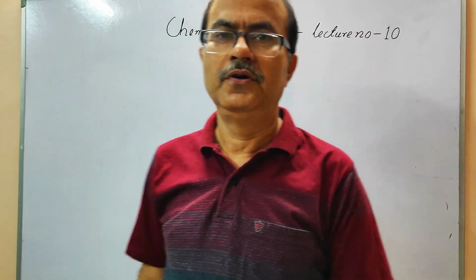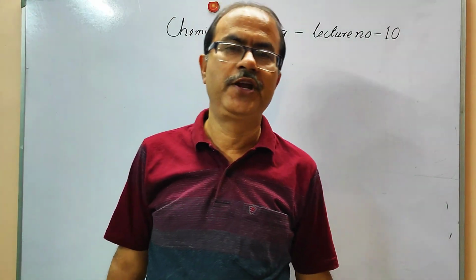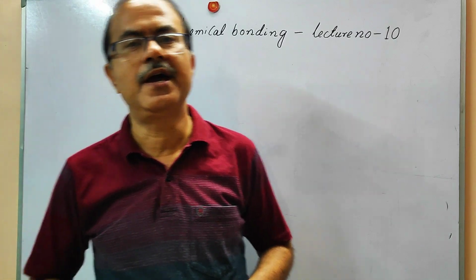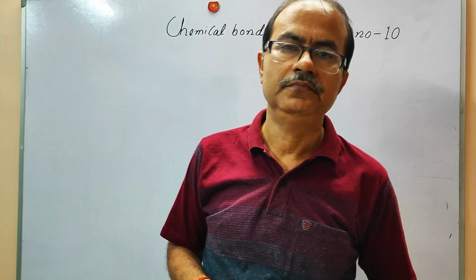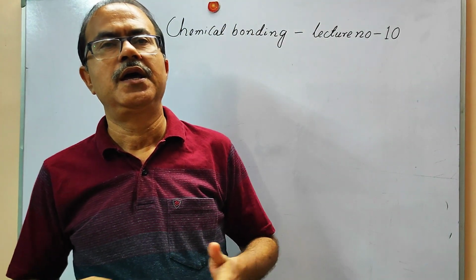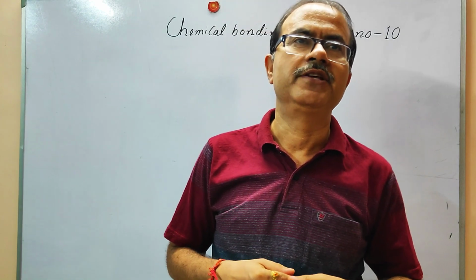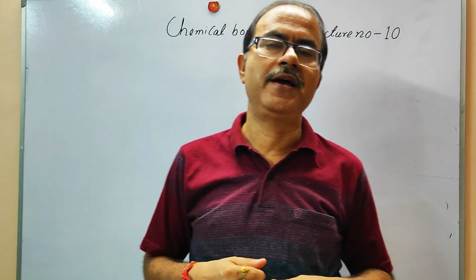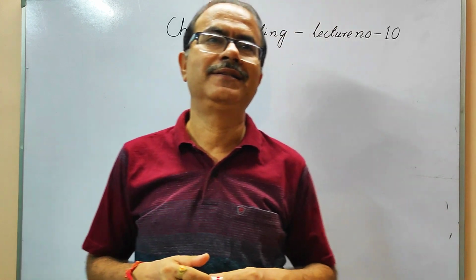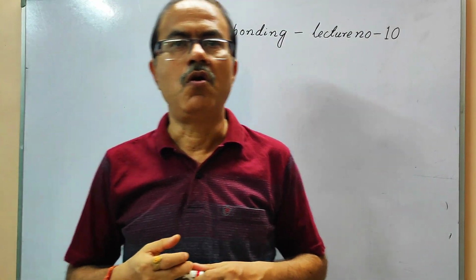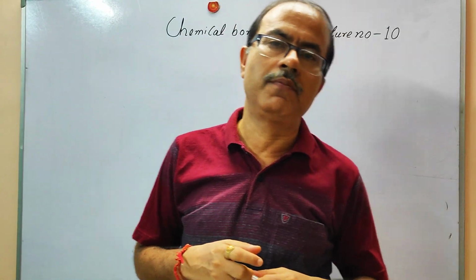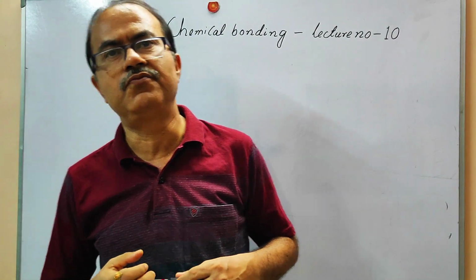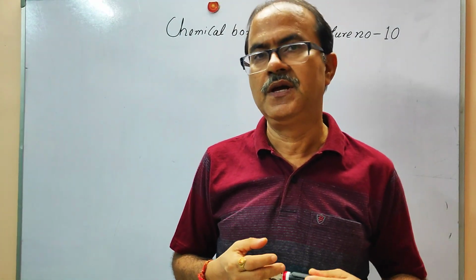Hello students, welcome to this lecture number 10 on chemical bonding and molecular structure. In lecture number 9, we discussed the valence bond theory, and we understand from this theory that there is an overlapping of the atomic orbitals, due to which the covalent bond is formed.